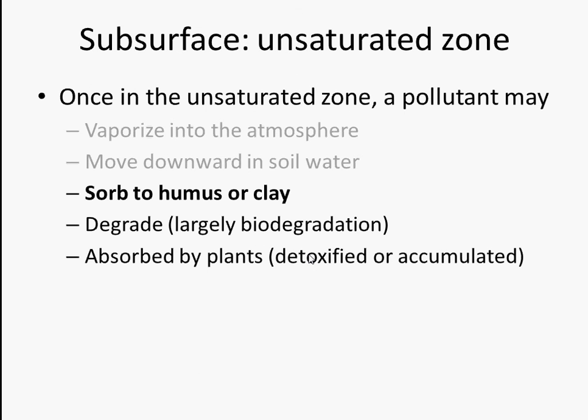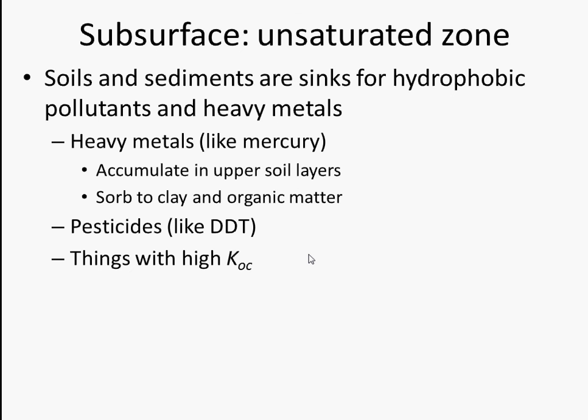Okay, and then I am going to talk really briefly about the fact that pollutants can sorb to humus or clay, organic matter or clay. We've talked about this a lot, so this is just a really brief reminder that soils and sediments are sinks for hydrophobic pollutants and heavy metals, things like mercury, and these things really tend to accumulate in upper soil levels because this is where the clay is and this is where the organic matter is. So you'll end up with heavy metals like mercury, pesticides like DDT, and things with high partitioning coefficients between organic carbon and soil water, things with high KOCs.